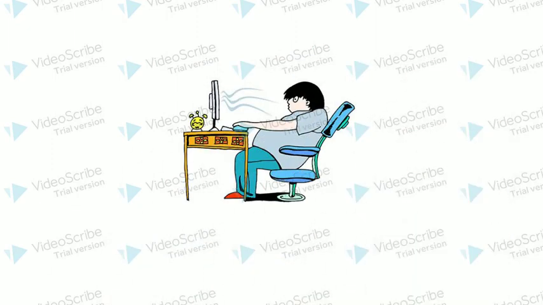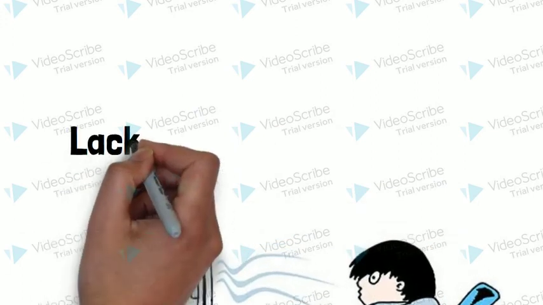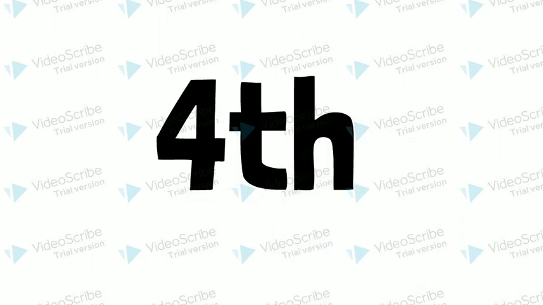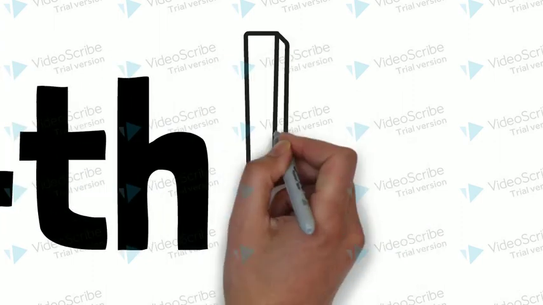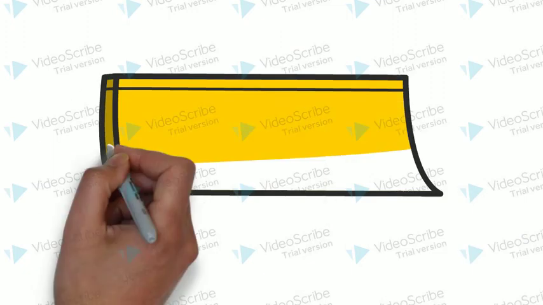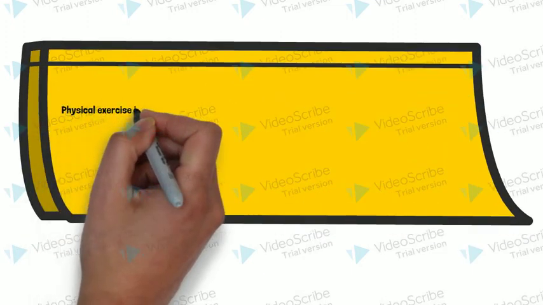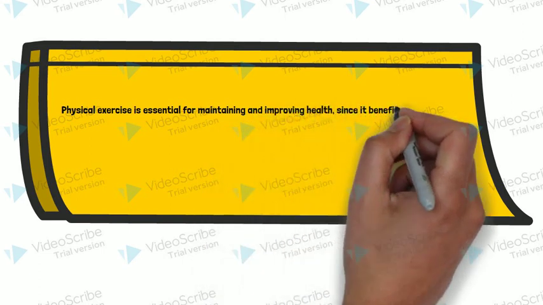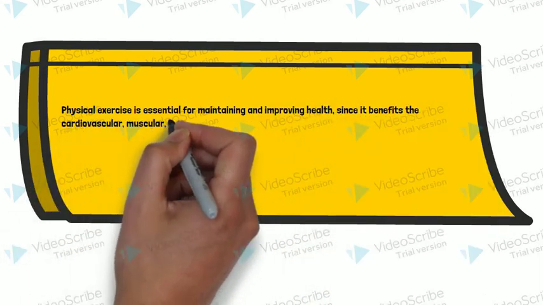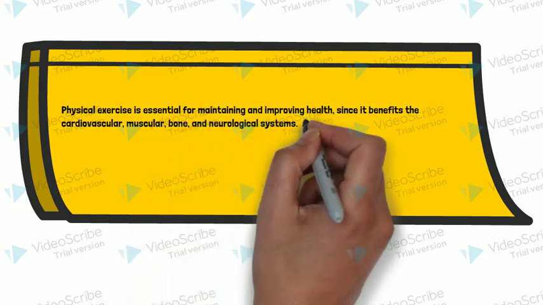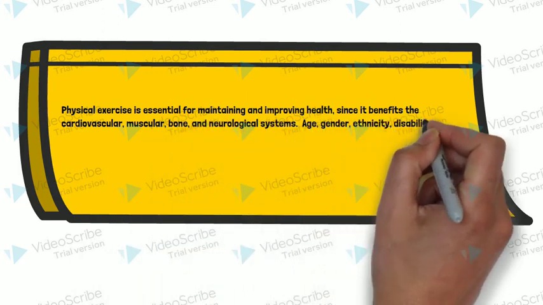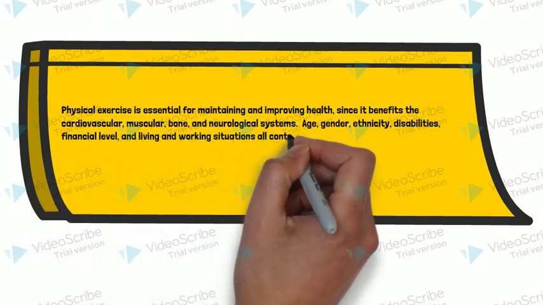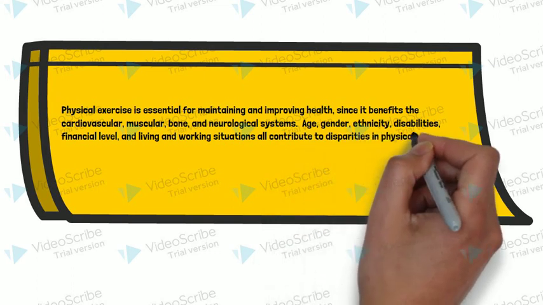Another contributing factor causing the increase of NCDs is the lack of physical activity. Physical inactivity is the fourth largest or highest risk factor for worldwide mortality. Physical exercise is essential for maintaining and improving health since it benefits the cardiovascular, muscular, bone, and neurological systems. Age, gender, ethnicity, disabilities, financial levels, and living and working situations all contribute to disparities in physical activity levels.